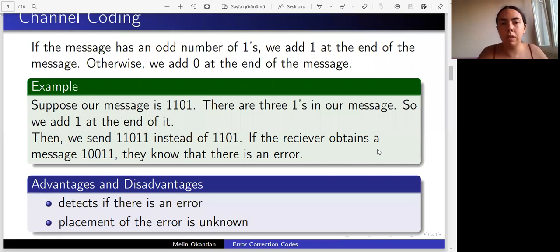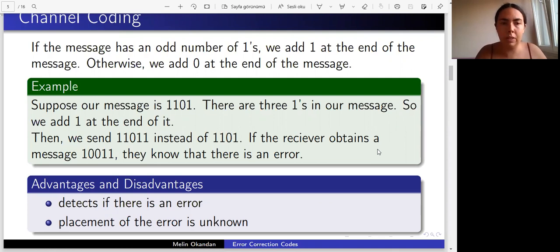Assume our message is 1101. Here you can see there are 3 ones in our message. So this is an odd number, and we are adding 1 at the end of it. So we are actually sending 11011 instead of sending 1101. Now, if the receiver has an error, he or she will know it. Now, assume that this is the errored message, 10011.